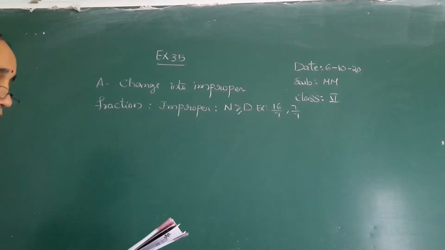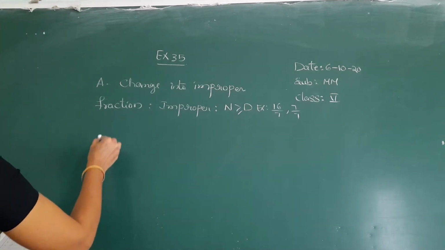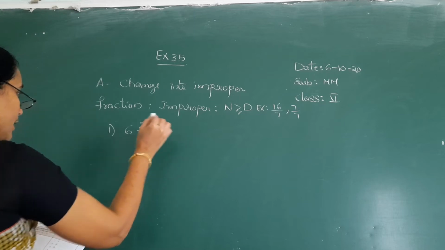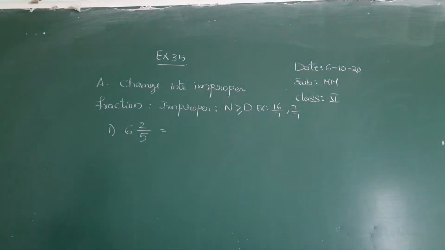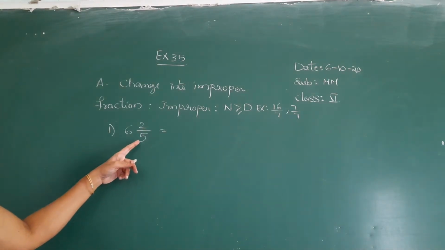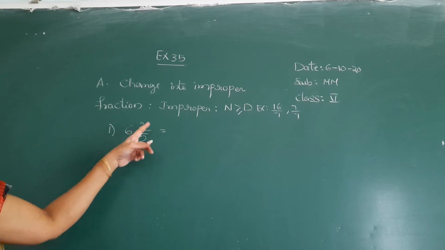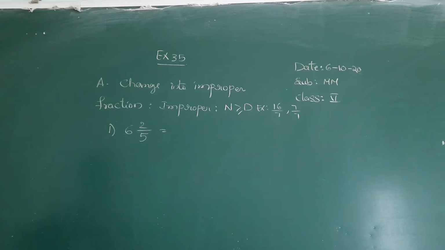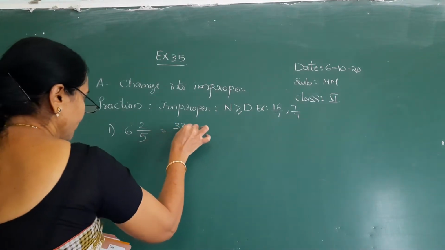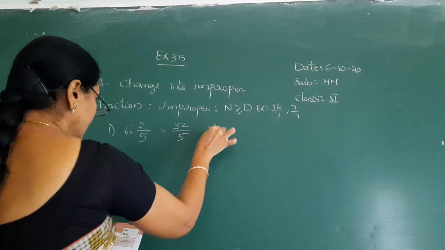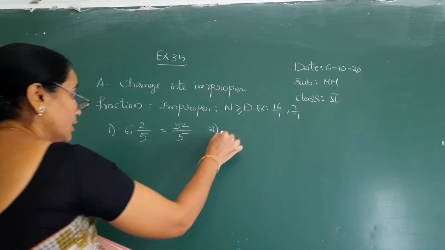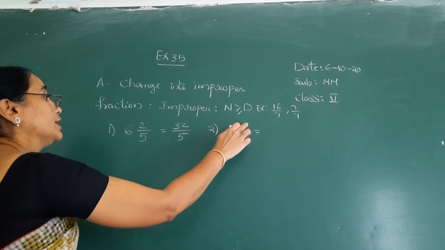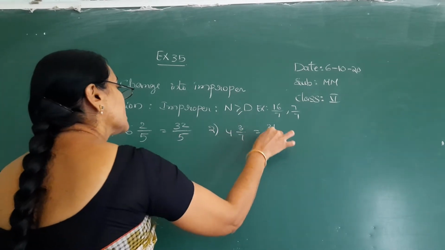Now we are going to convert the given mixed fractions into improper. So already you know how to convert the mixed into improper. Multiply the denominator to the whole and add to the numerator. 6 5s are 30, 30 plus 2, 32 by 5. See the second one. 4 3 by 7. 4 7s are 28 plus 3, 31 by 7.